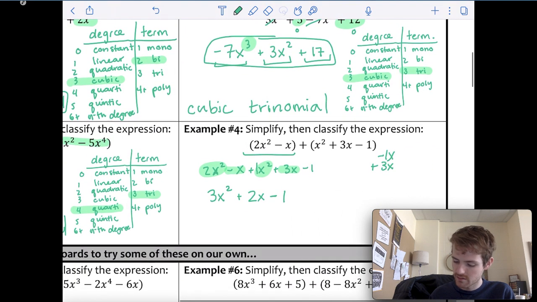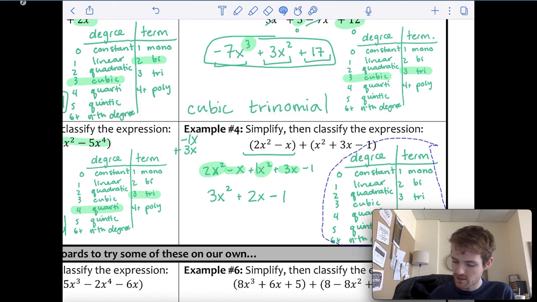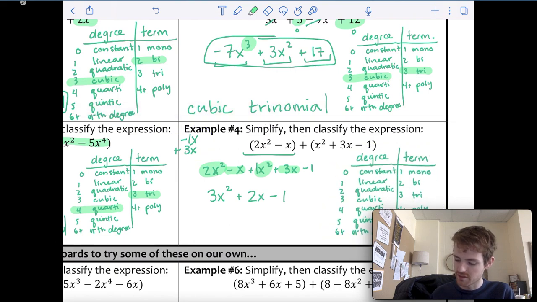Lastly, in this problem, our biggest degree is 2. It's a quadratic. There's 3 terms. So we call this a quadratic trinomial.